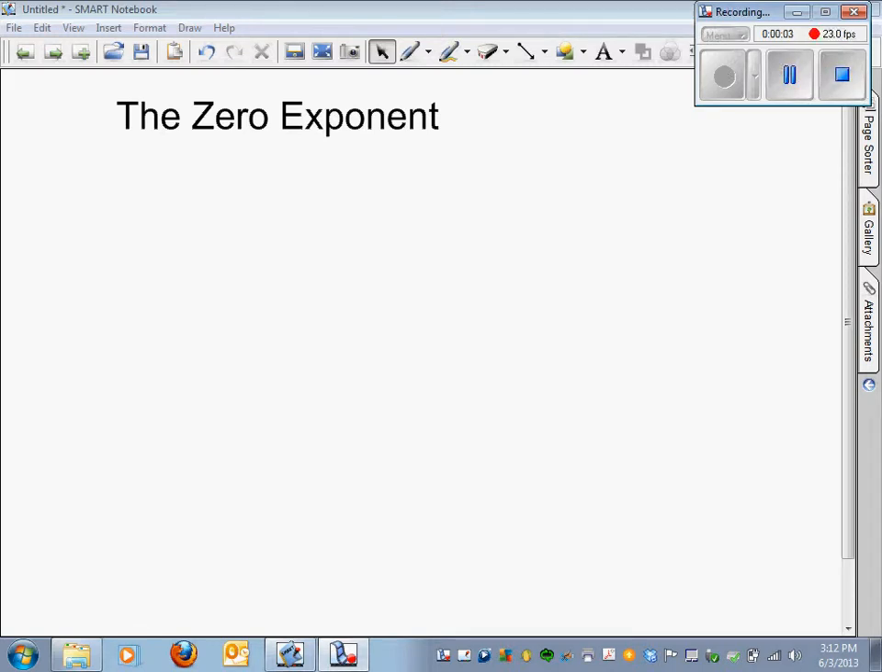Zero exponent is one of my favorite exponents. There are several ways to look at this, but we're going to take a look at where it comes from and why it is what it is. So let's say we have x to the fourth over x to the fourth. Whatever x is, it doesn't really matter. It can be any number.